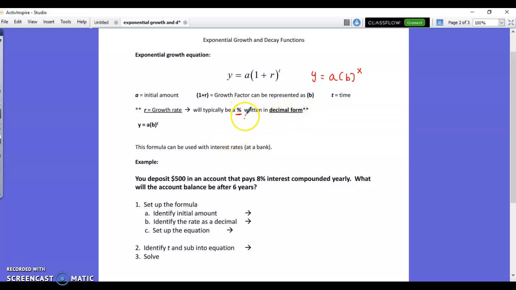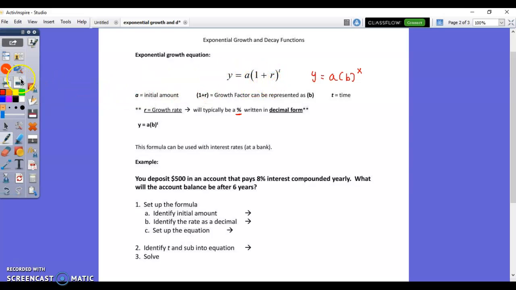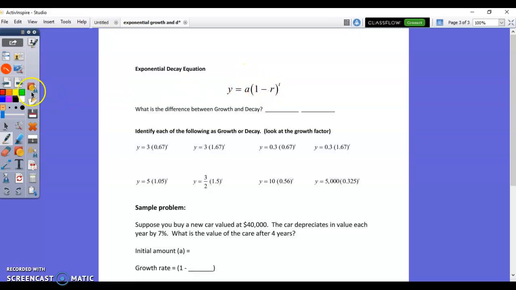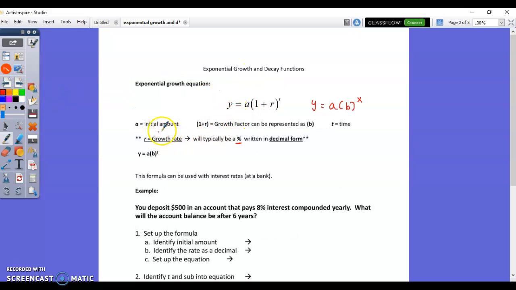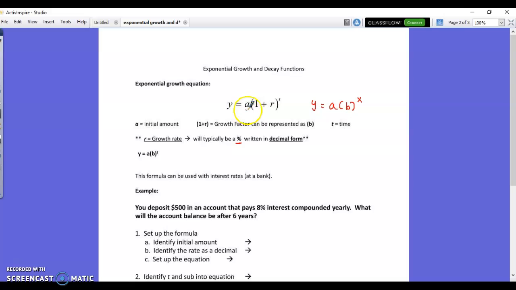All right, and so within these problems, we're going to have to convert a percentage to a decimal, and then either do 1 plus that percentage as a decimal or 1 minus the percentage as a decimal when we get into decay. So that's the only difference between the two. And A is the initial amount of what we're working with. So we're going to identify the initial amount. We're going to identify the growth factor represented by B by doing 1 plus the percentage as a decimal.